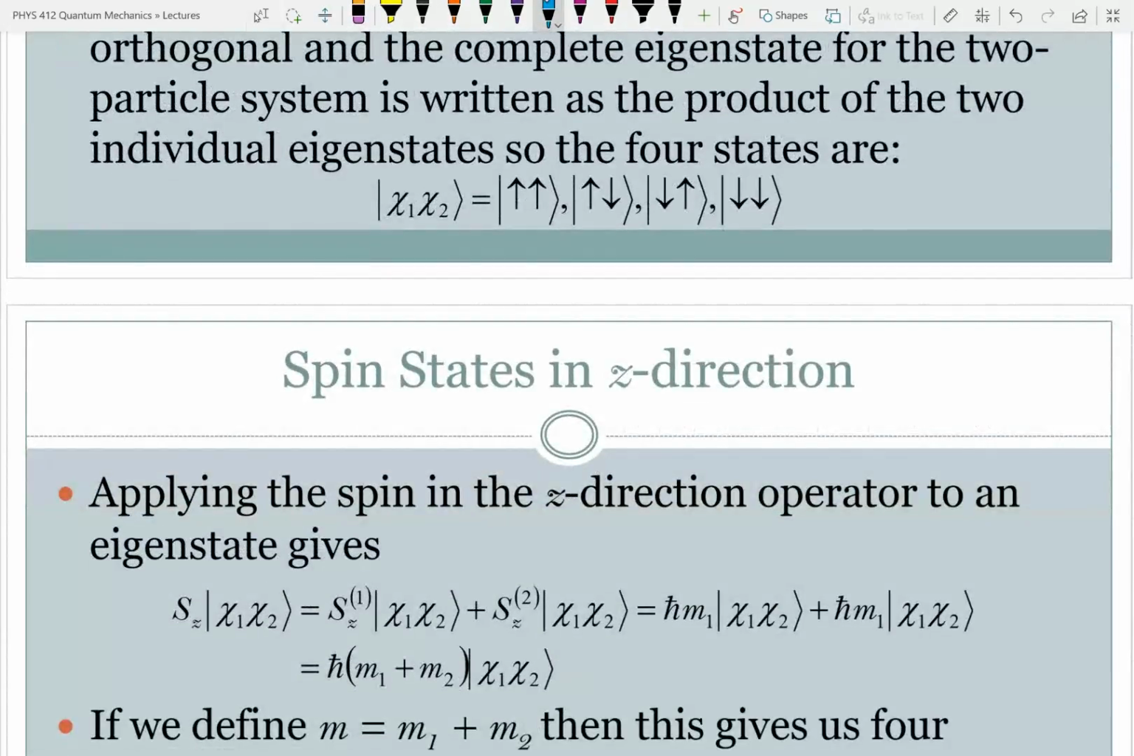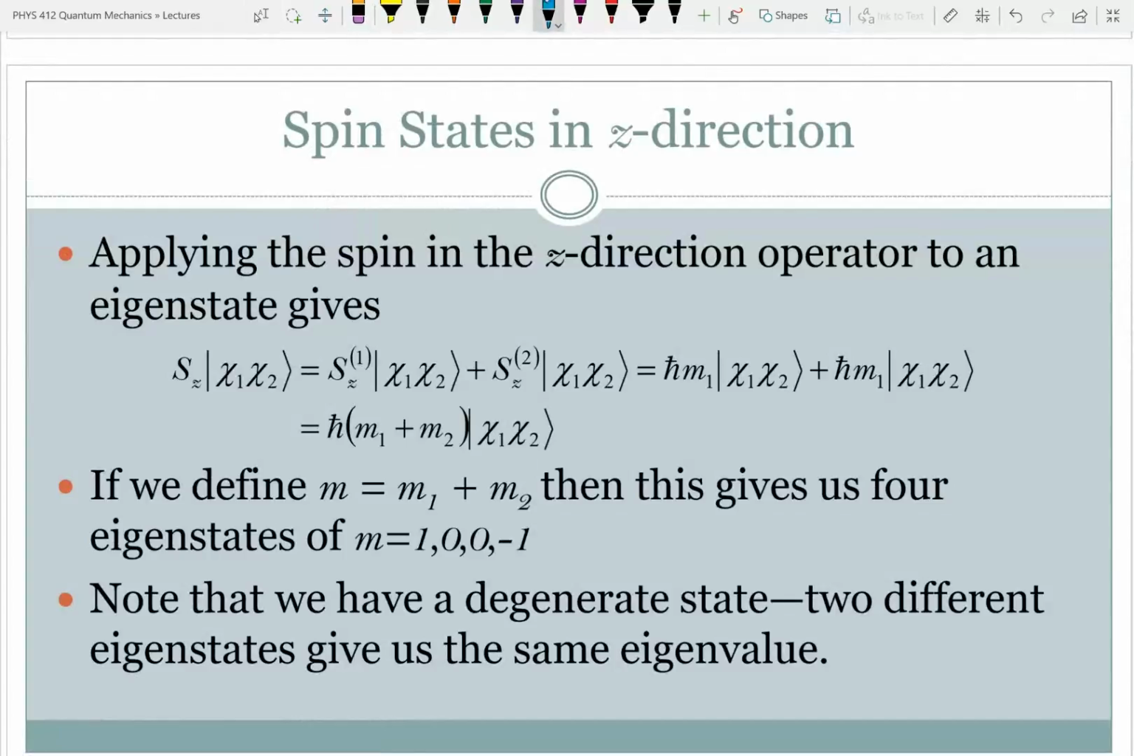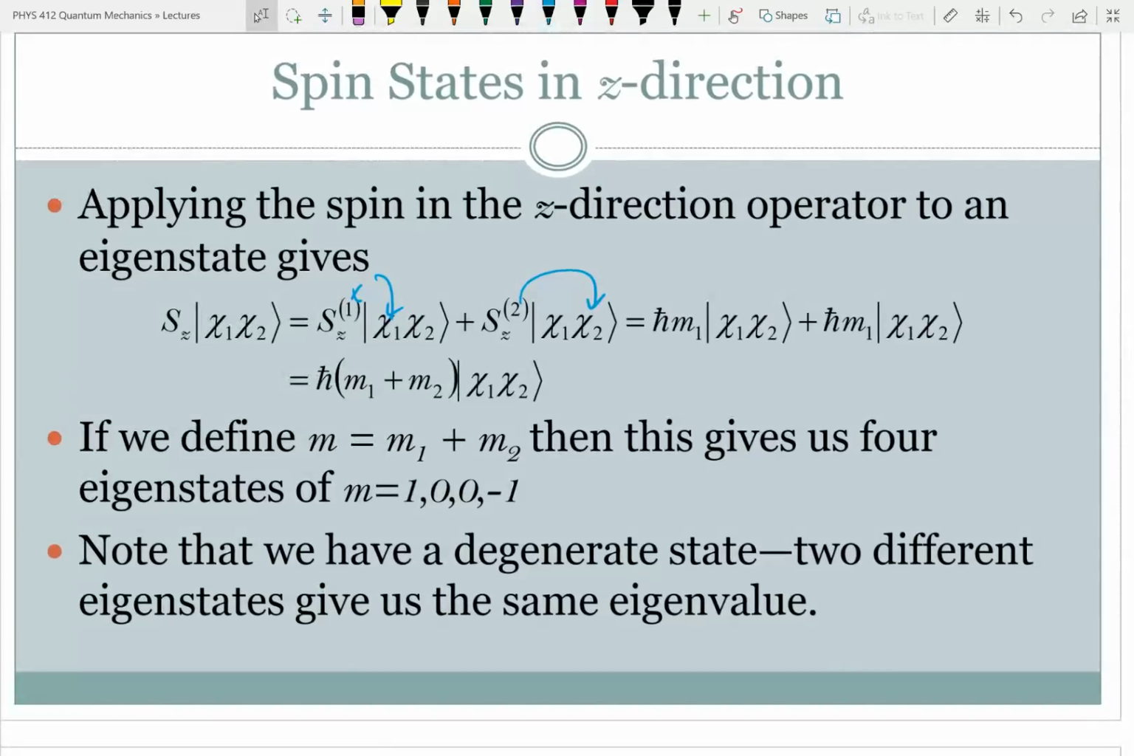We're going to define the state of both electrons as a ket up up, ket up down, ket down up, ket down down. That's just nomenclature. So if I want to find SZ, I'm just going to do SZ1 and SZ2. This superscript 1 means it's only acting on 1. Superscript 2, it's only acting on 2. Because they're two different particles, the SZ1 has no effect on particle 2, only on particle 1.